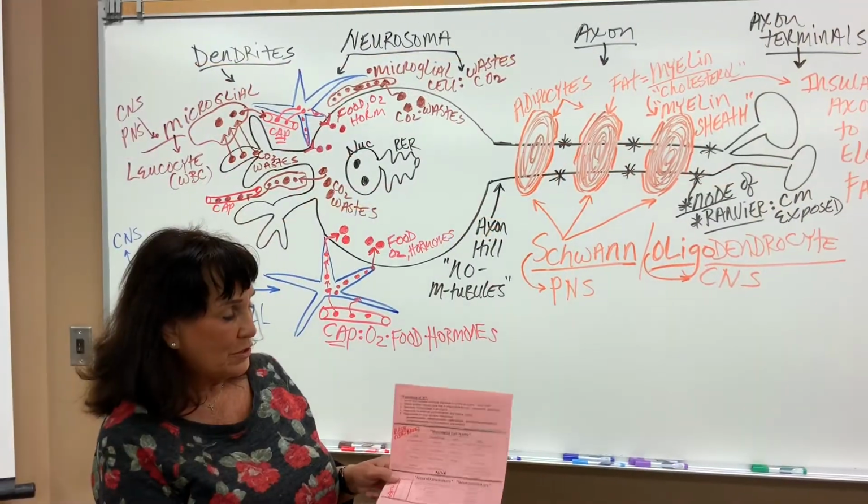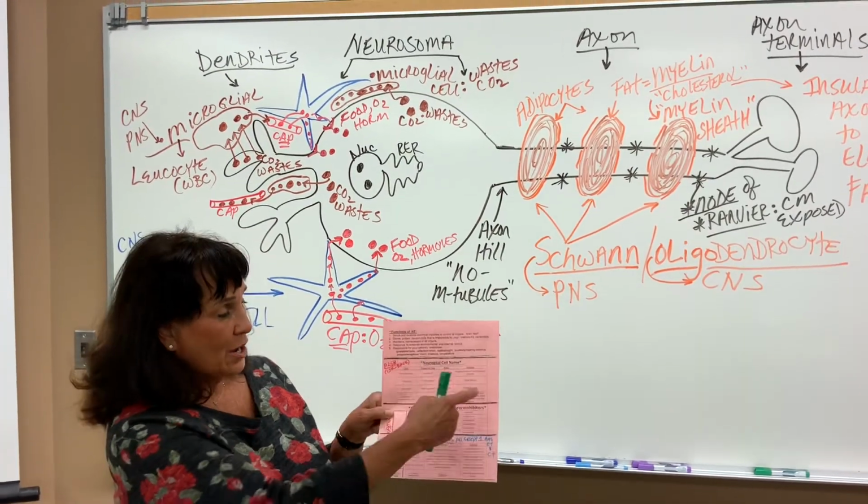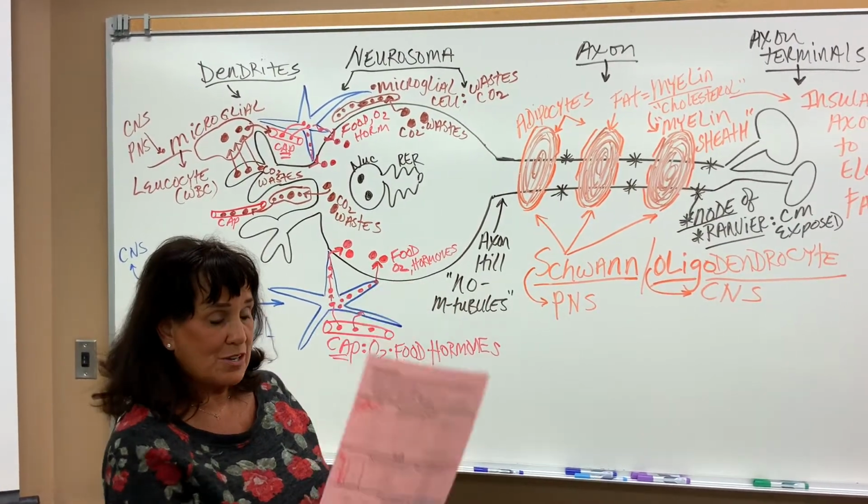Now we're going to go over the neuroglial cells that are on the back of the nerve tissue sheet.